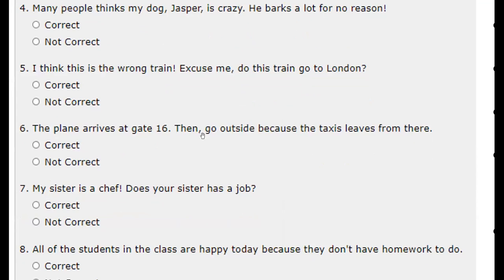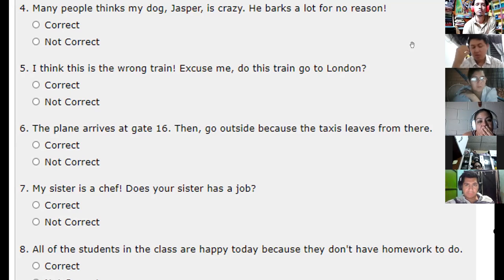Number six, the plane arrives at gate 16. Then go outside because the taxi leaves from there. Vale. No quiero que se me confunda en esta expresión que dice go outside. Eso está correcto. Next week we will cover. Vamos a ver la siguiente semana cuando usted da comandos o da instrucciones.